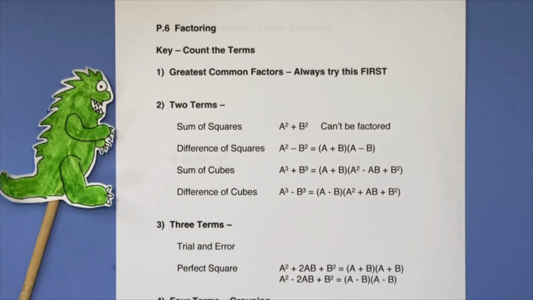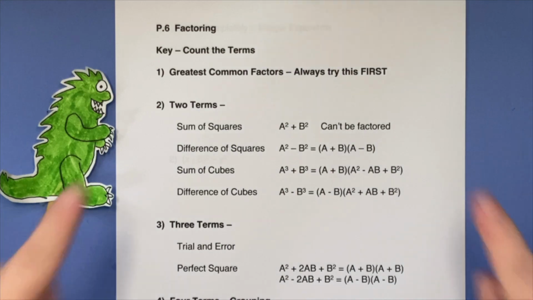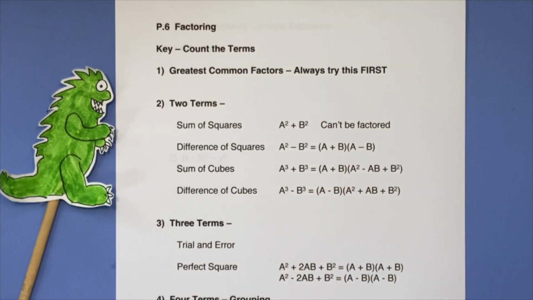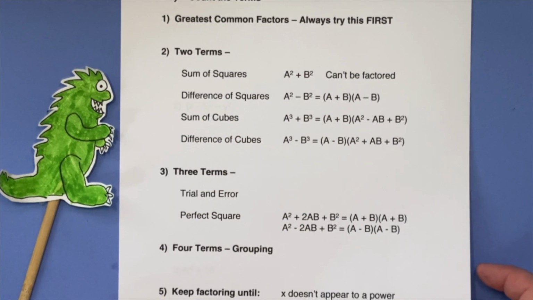And the first rule of Factoring Club is greatest common factors. Always try this first. You don't have to do this first, but it's a lot harder to try to do it at the end. So I encourage you to check to make sure there are no common factors before you continue on with the rest of the strategy. So once you know there's no common factors in the rest of them, then you count the terms.